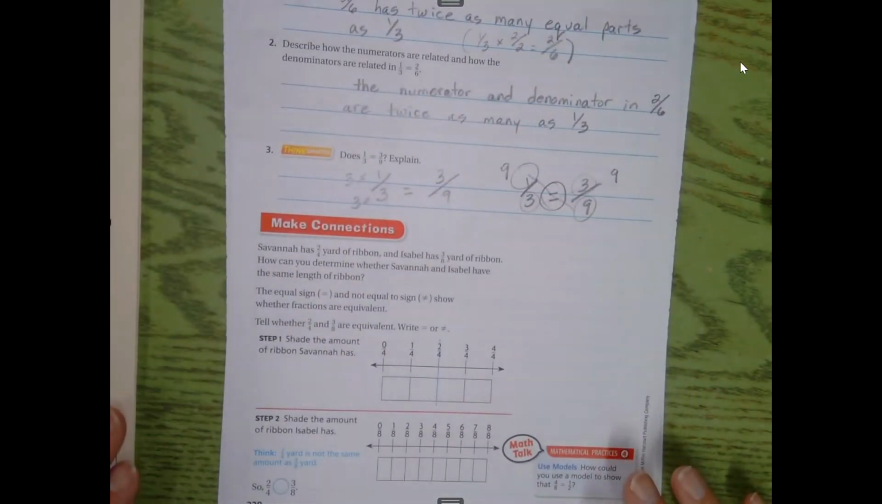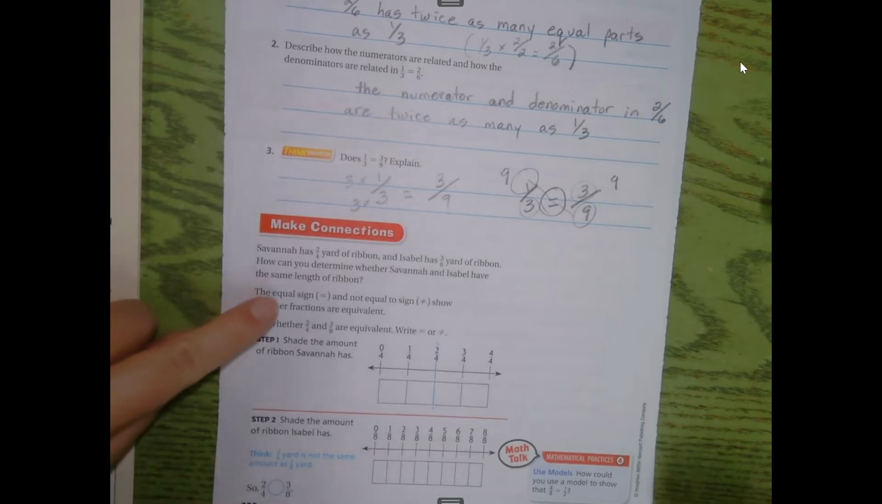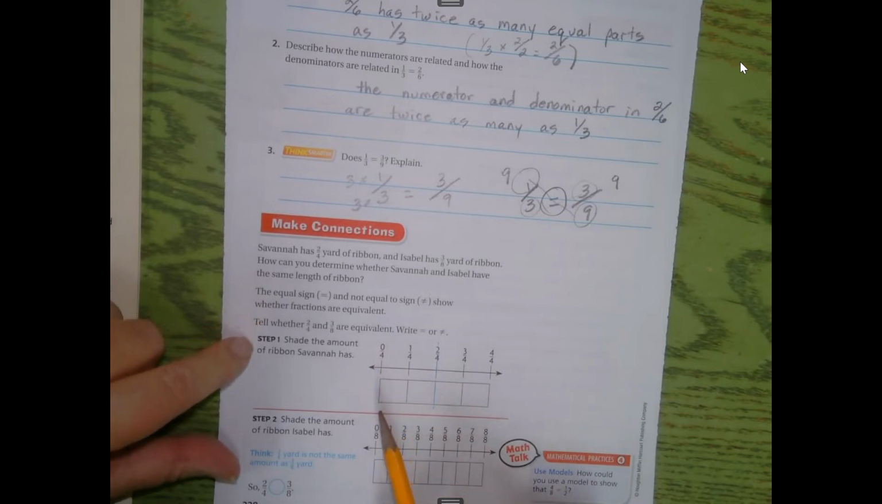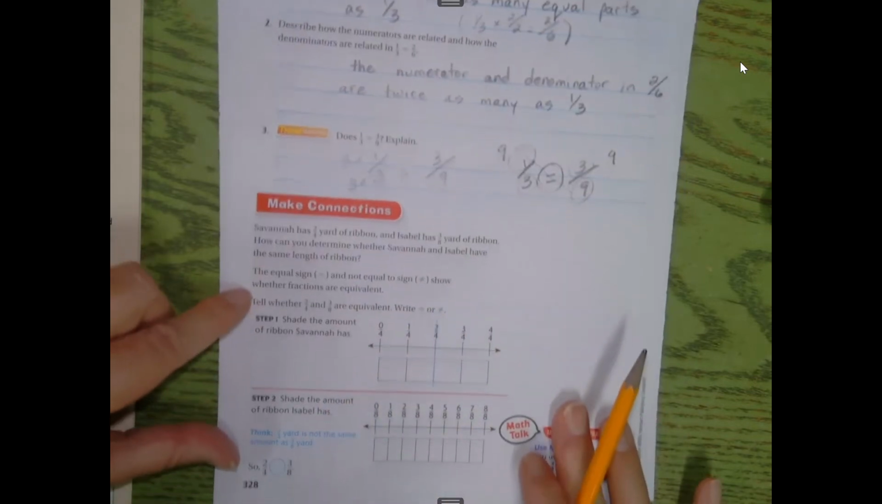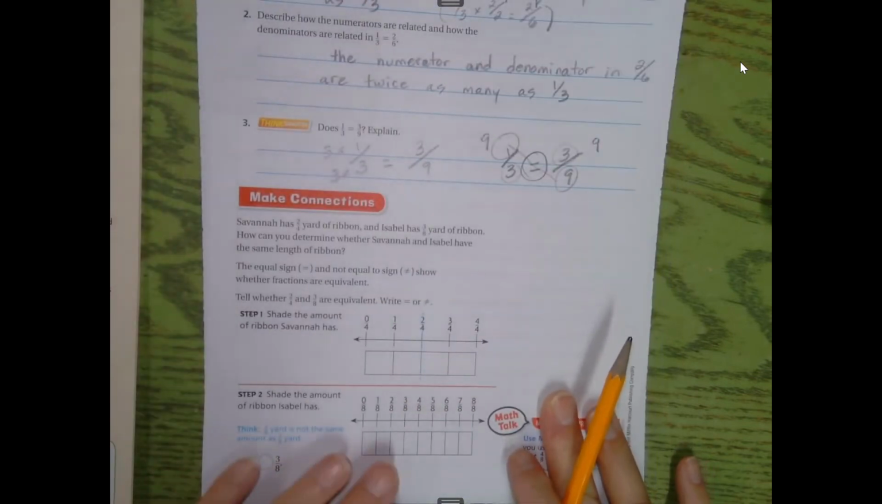All right, down here at the bottom, Savannah has 2/4 yard of ribbon, and Isabel has 3/8 yard of ribbon. How can you determine whether Savannah and Isabel have the same length of ribbon? The equal sign and not equal sign show whether fractions are equivalent. Tell whether 2/4 and 3/8 are equivalent. Okay, I'm going to show you on the picture, but then I'm going to show you this faster way to figure out if they're equivalent.